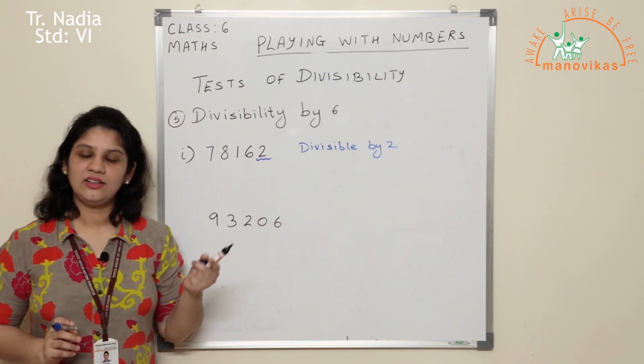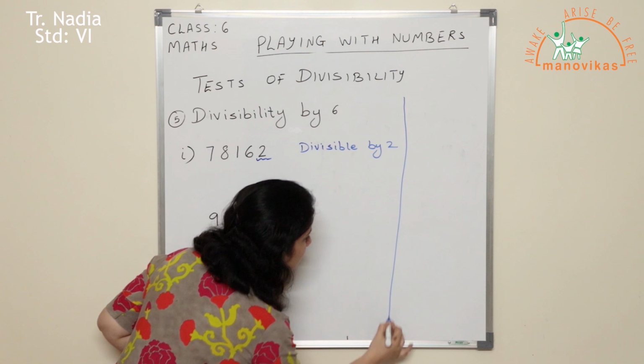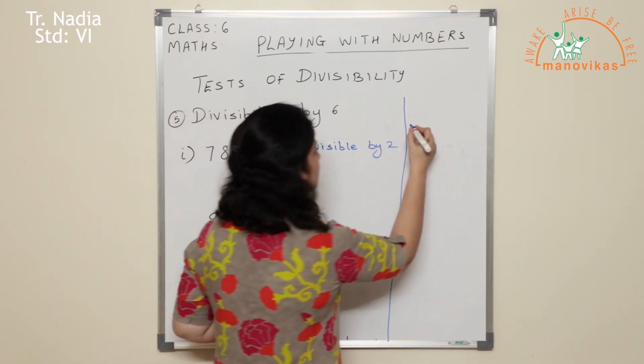Now let us check the test for divisibility by 3. So in the rough column, what you'll do is you'll add up all the digits.